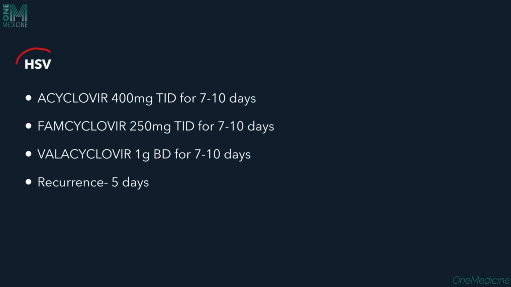If the cause is herpes simplex virus, it is not treated with antibiotics. You have to give an antiviral for this. You should give acyclovir 400 mg TID, 3 times a day, for 7 to 10 days. Famciclovir 250 mg TID or valacyclovir 1 gram BD can be given. If this is the first episode, you should give it for 7 to 10 days. But if it is a recurrent episode, the same dose would be given only for 5 days.